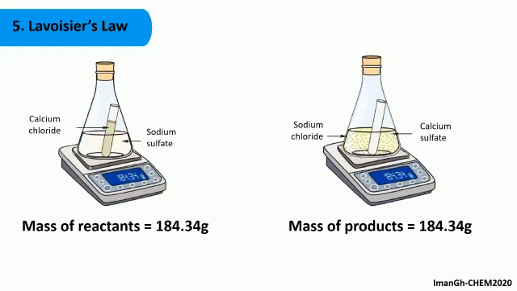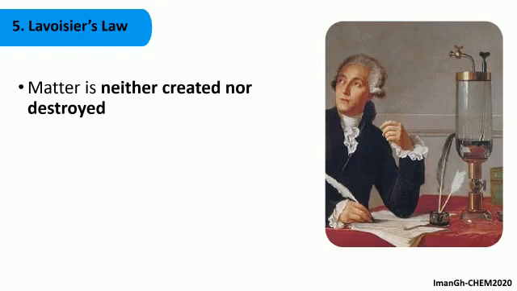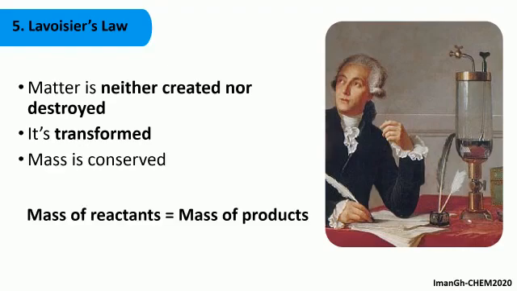Therefore, Lavoisier stated that the mass or the amount of matter is conserved in a chemical reaction, which means that it doesn't change. So Lavoisier's law states that in a chemical reaction, matter is neither created nor destroyed. It is only changed or transformed. The mass of reactants and products is equal, thus it is conserved.